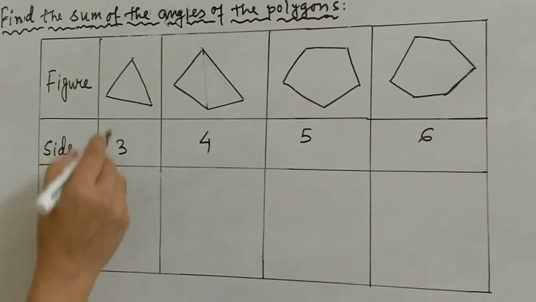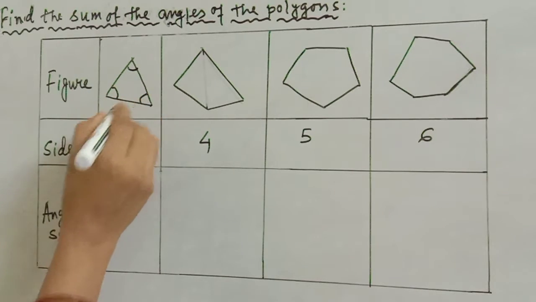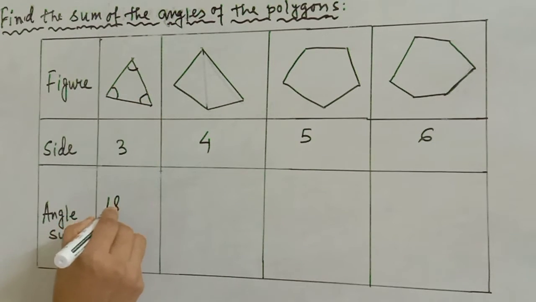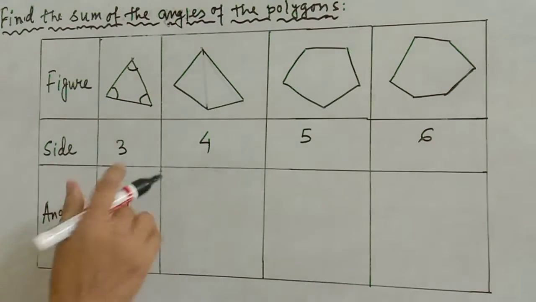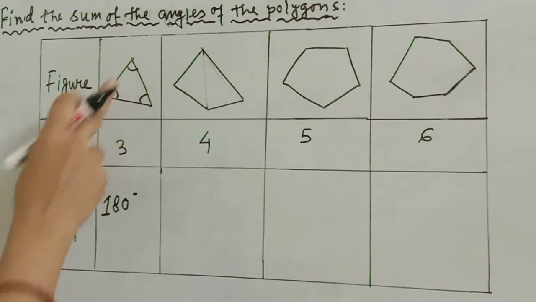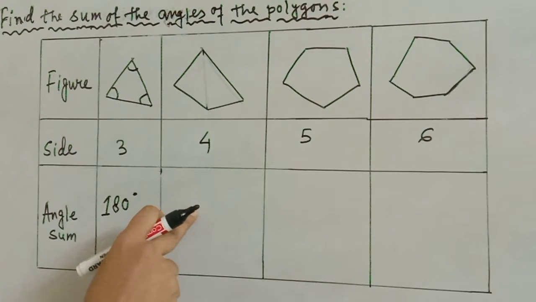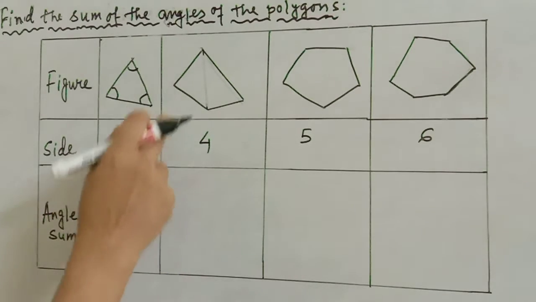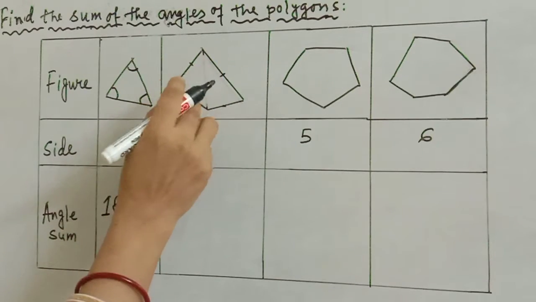Side 3, and you know the sum of the three angles of a triangle is equal to 180 degrees. In the practical work, in the activity also, we have practically explained how the sum of the three angles of a triangle is equal to 180 degrees. So you all know that the sum of the three angles of a triangle is 180 degrees. Now come to the next figure, which is four-sided: 1, 2, 3 and 4.